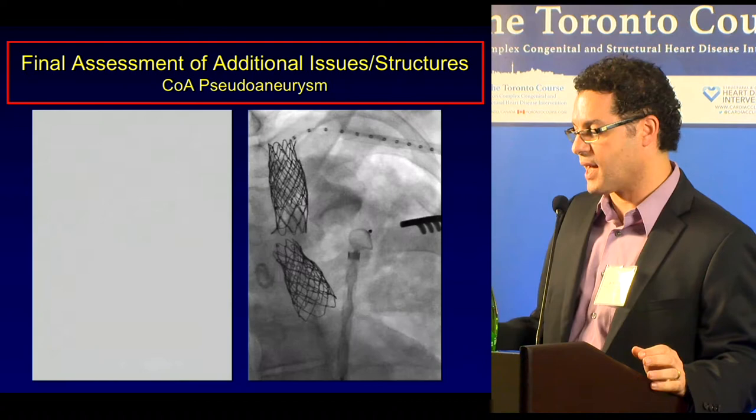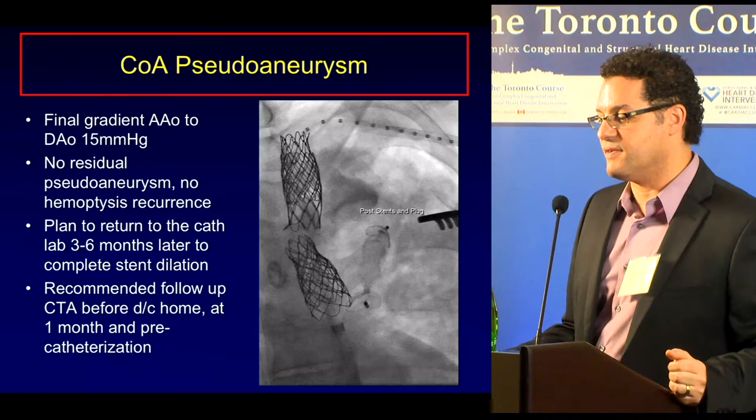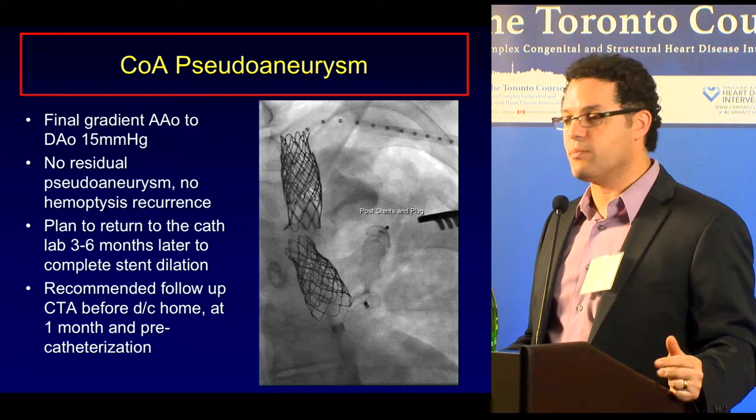The way that we dealt with this was putting in an Amplatzer vascular plug, 20 millimeters, through the sheath. Final gradient, 15, no residual pseudoaneurysm, no hemoptysis, no recurrence, and the plan is to come back around 3-6 months later to complete the stent dilation. We recommended follow-up CT before going home, at 1 month, and pre-catheterization.